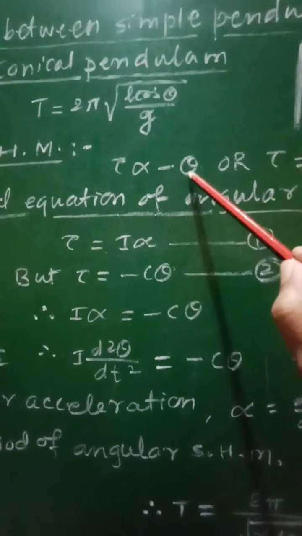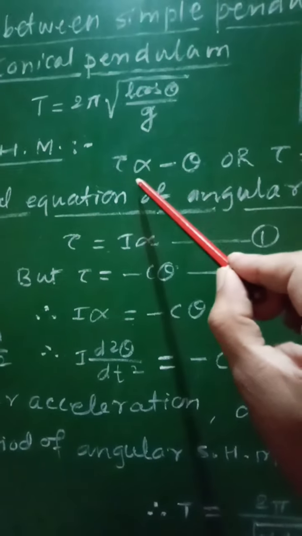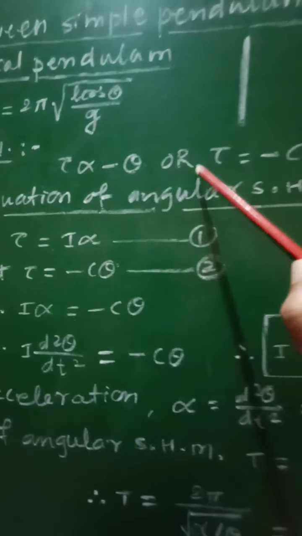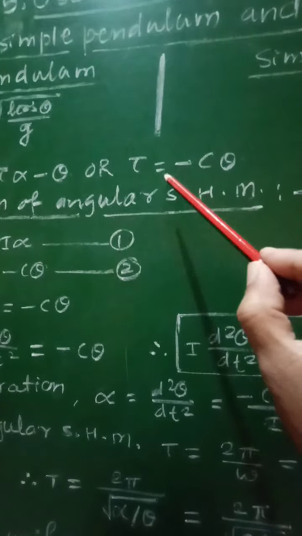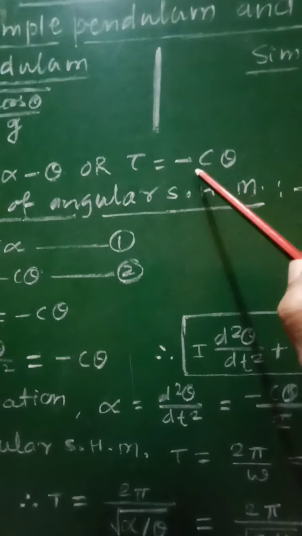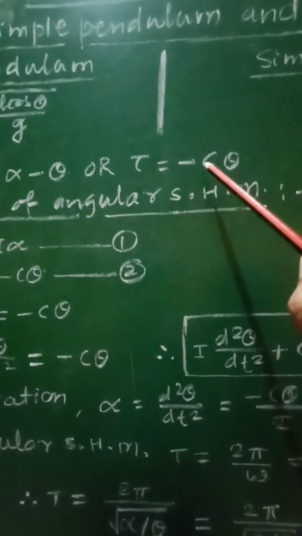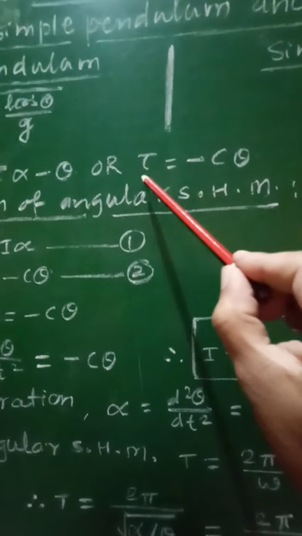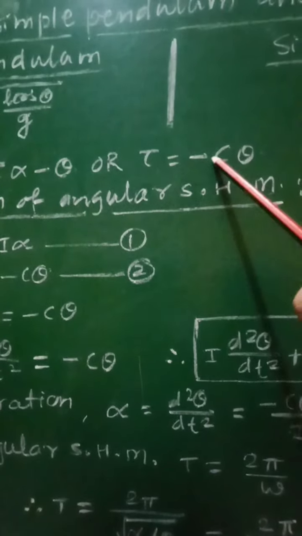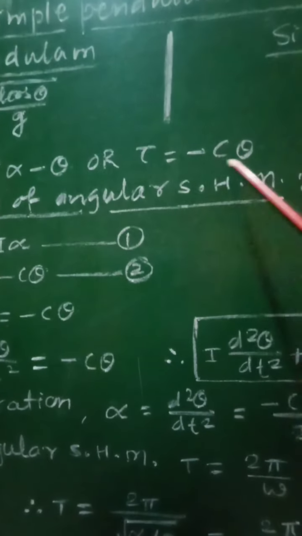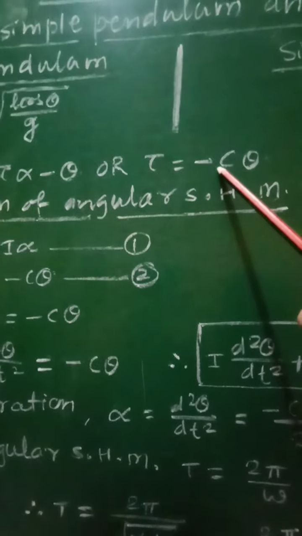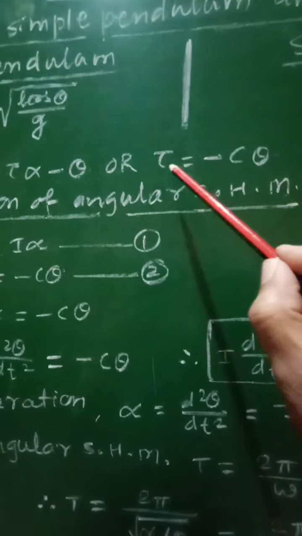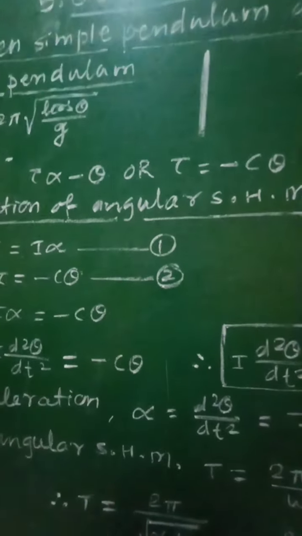and that's why we have written torque is proportional to minus theta, or it can also be written as torque equal to minus c theta, where c is the constant of proportionality, which is nothing but the restoring torque per unit angular displacement, because c will be equal to minus torque upon theta. So this constant of proportionality c is nothing but the restoring torque per unit angular displacement.